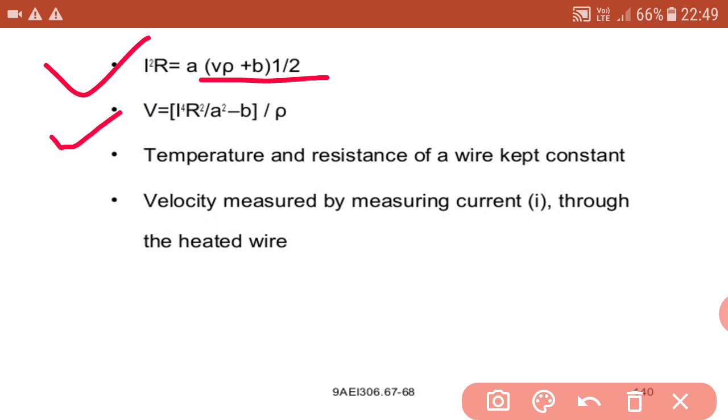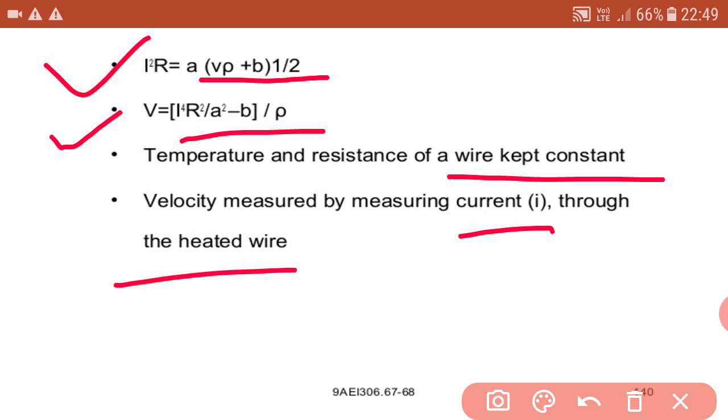So by making V the subject, V is equal to the expression in terms of I square R upon A square, minus B, upon rho. So temperature and resistance of the wire are kept constant. Okay, temperature and resistance of the wire, we have to keep these two constant. Velocity is measured by measuring current through the heated wire.